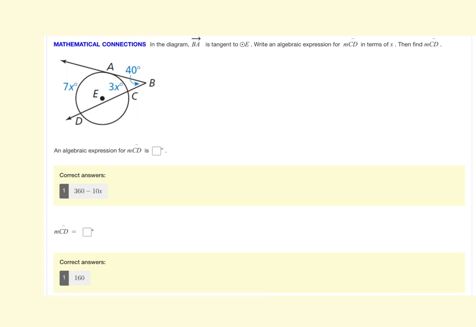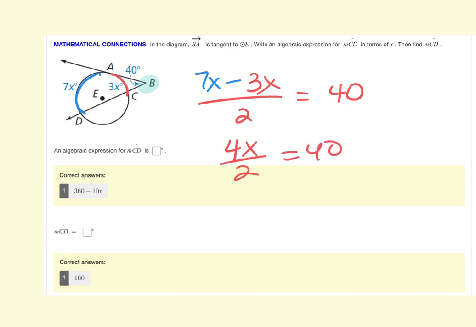All right, in this diagram, this is 12. In the diagram, ray BA is tangent to circle E. Write the algebraic expression for CD in terms of x, and then actually find CD. So again, exterior angle, big arc, which is 7x, minus little arc, which is 3x, divided by 2 would equal that outside angle, which is 40. So you could get 4x over 2 equals 40. You could multiply by 2 on both sides. 4x would equal 80. Divide by 4.